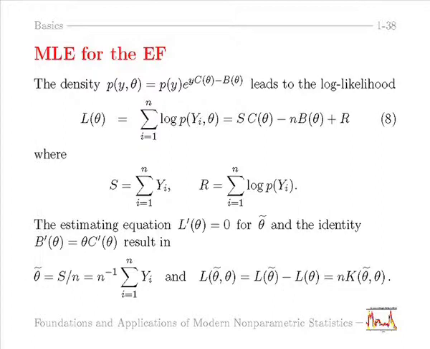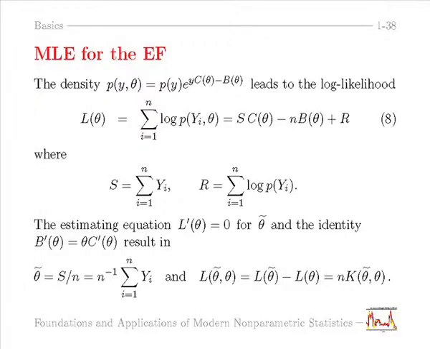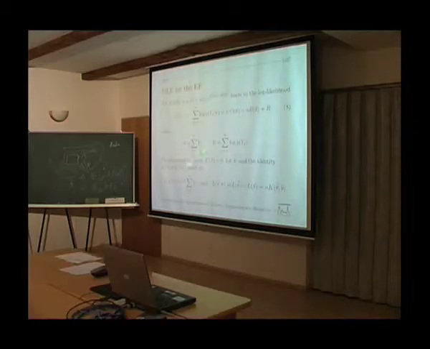Okay. So now I'm right for the exponential family. You have this expression for the density, the probability density for the exponential family. Then you can derive this log likelihood. It is this compact expression with two sums, S and R.